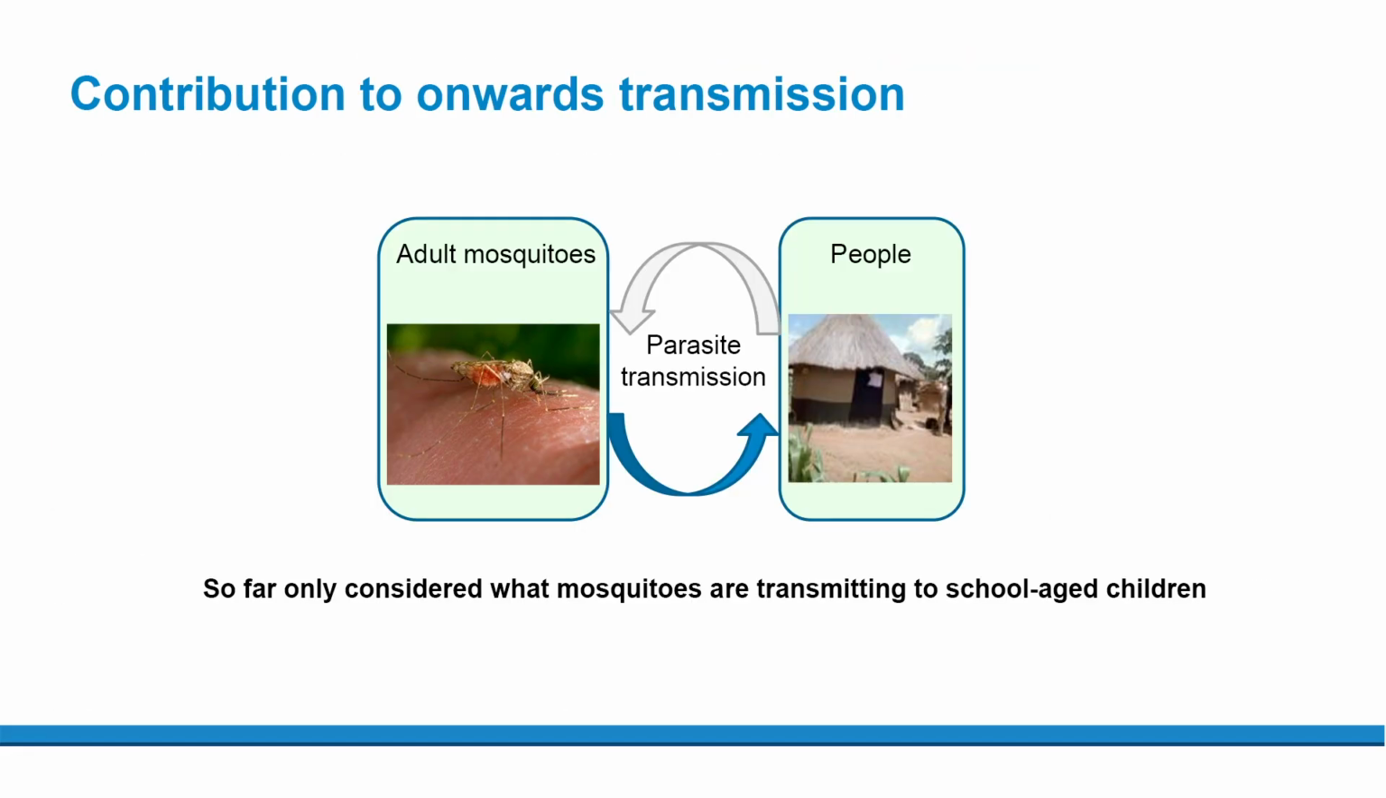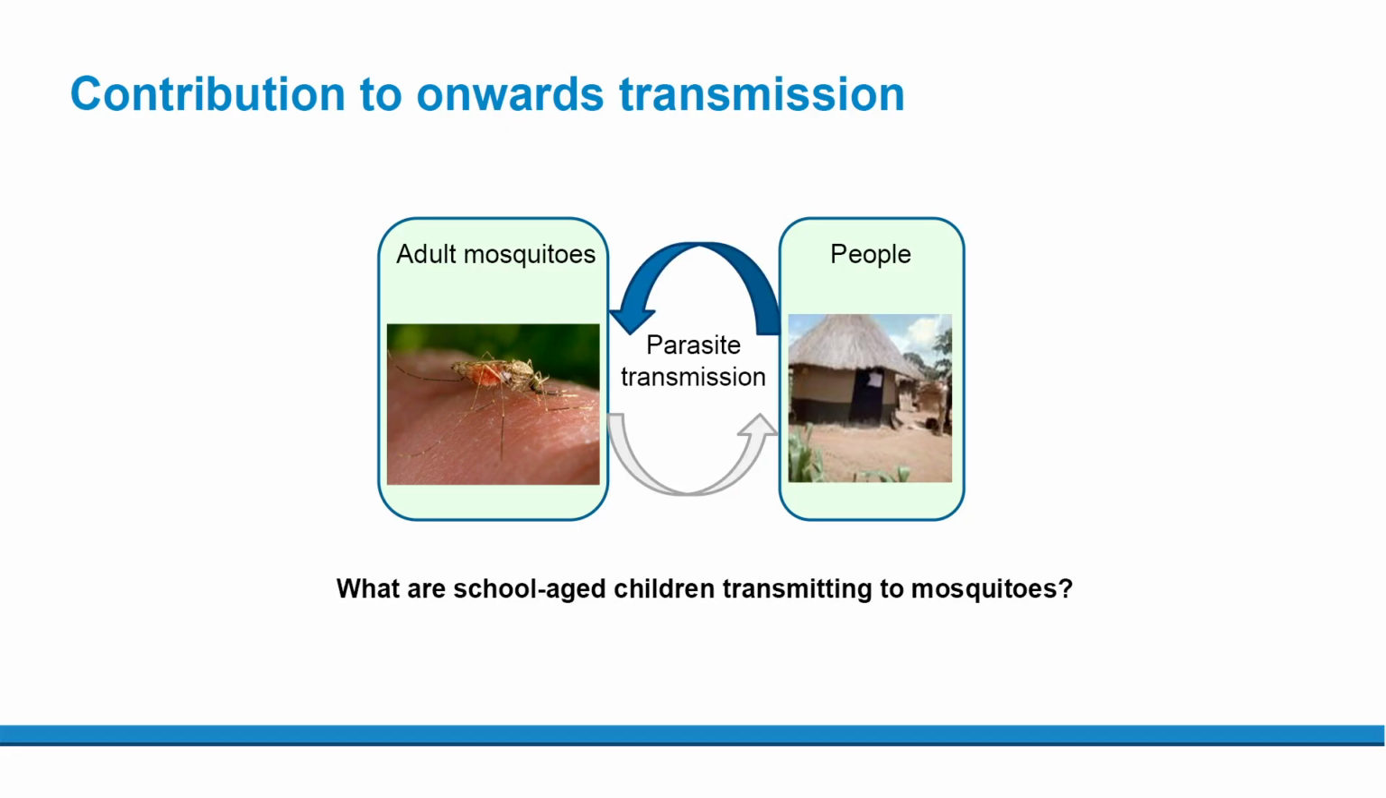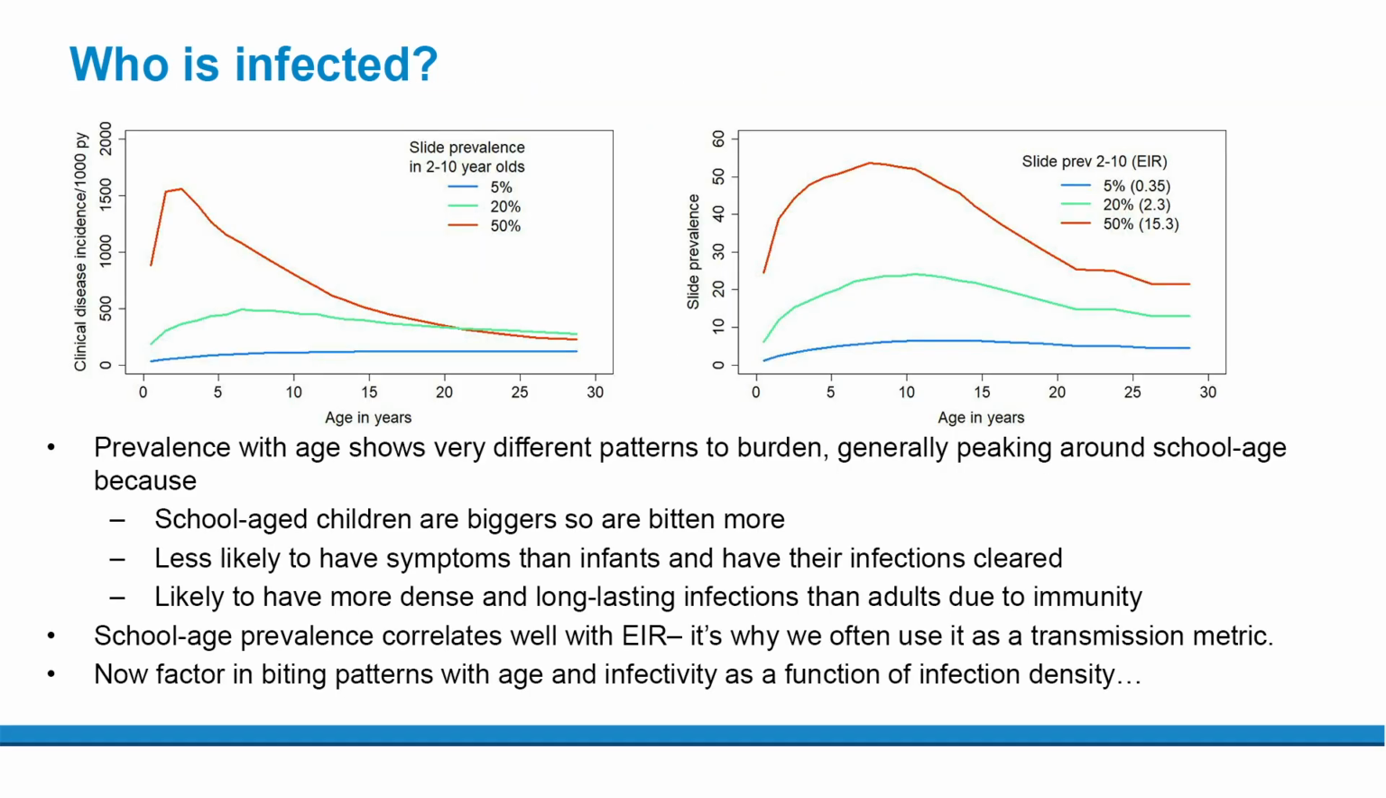Okay, so that's what the mosquitoes are doing to the people, but you've also got to think, and this is what a model is quite good for, about what the people are doing to the mosquitoes in terms of the full transmission cycle. So what are they transmitting to mosquitoes? Well, what do you need to transmit an infection to a mosquito? Well, you need to be infected.